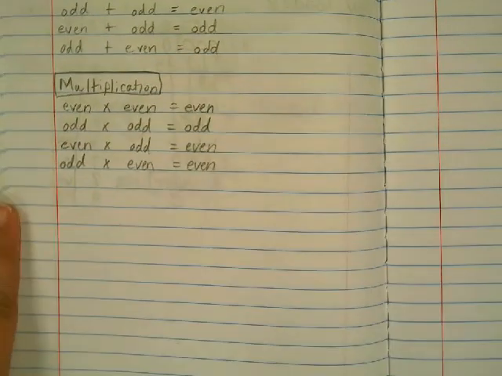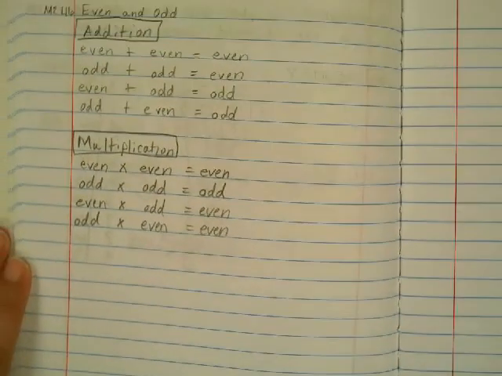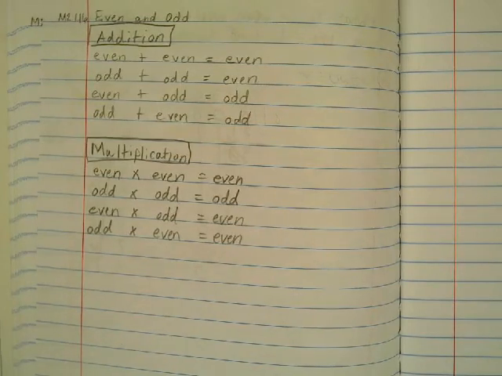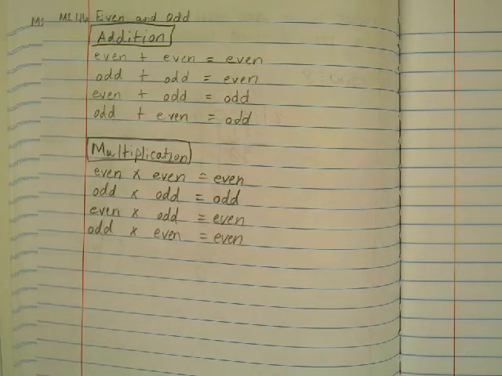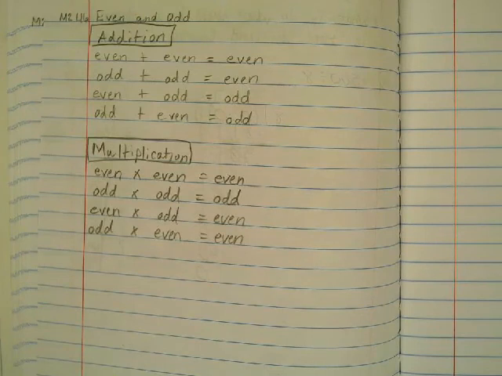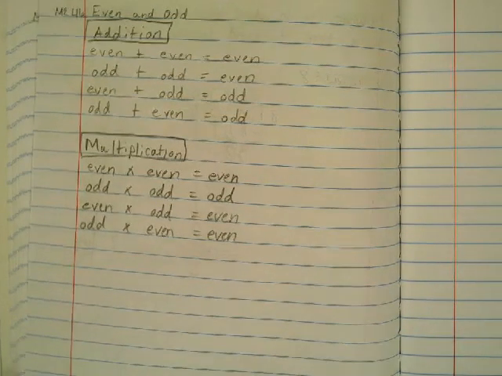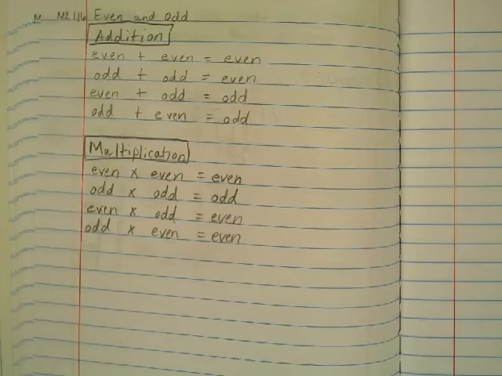And some of you might be thinking to yourself, well, what do I need this for? This is a good way to check if your answer is correct if you're multiplying. If you know you're multiplying 2 even numbers and you get an odd answer, you know that you made some type of calculation error. So this is just a good reference.